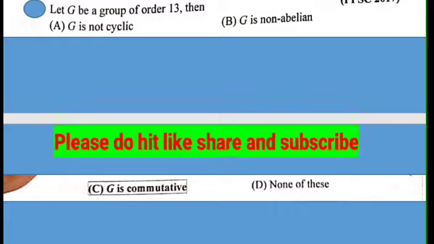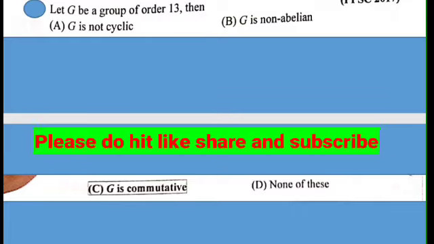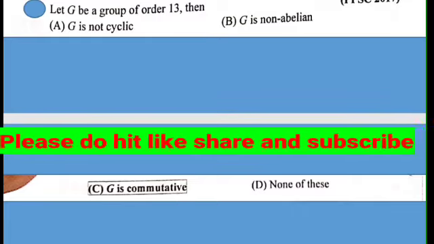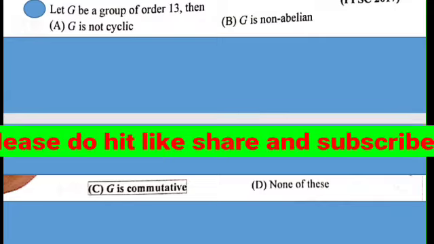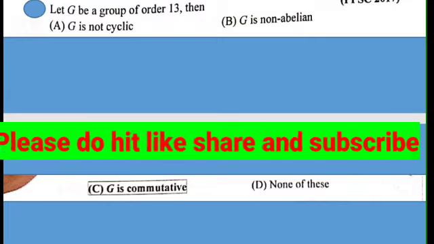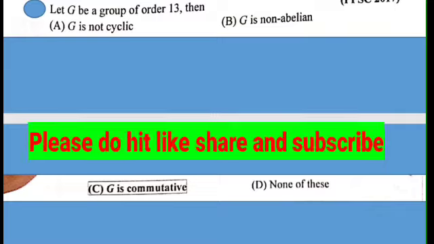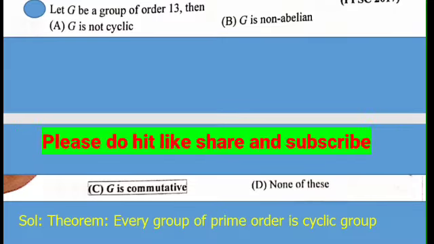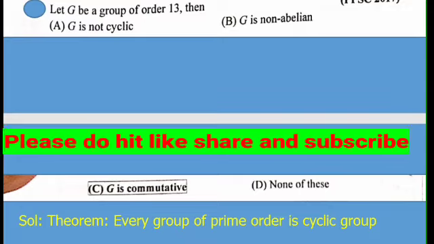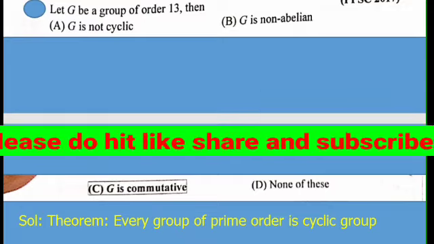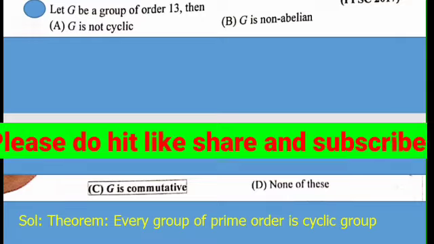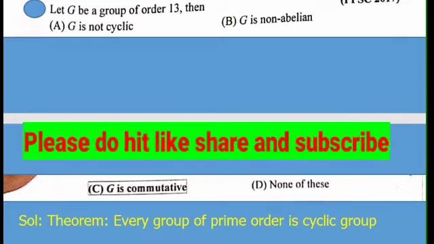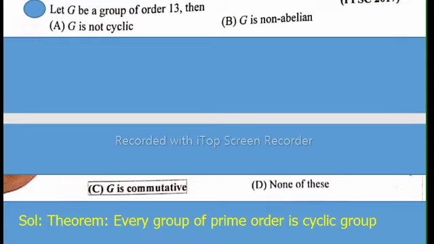In this lecture, I will solve past paper MCQs, that is Pakistan Public Service Commission 2017 MCQs. Let G be a group of order 13, that is prime. Then solution, that is theorem number 1: every group of prime order is a cyclic group. So option A, G is not cyclic, is false.